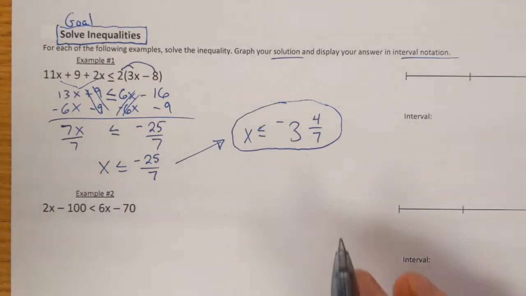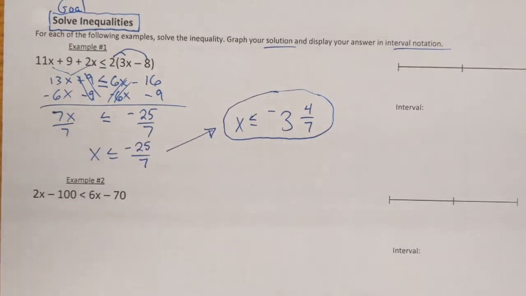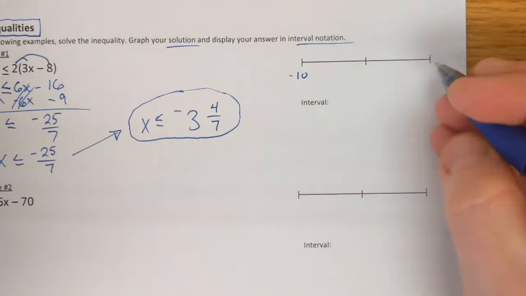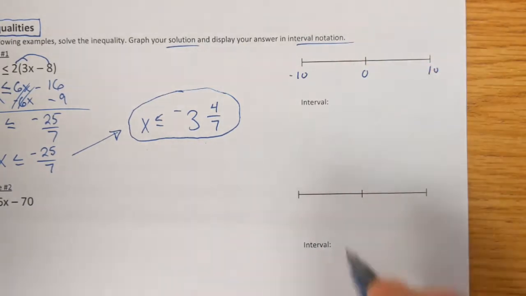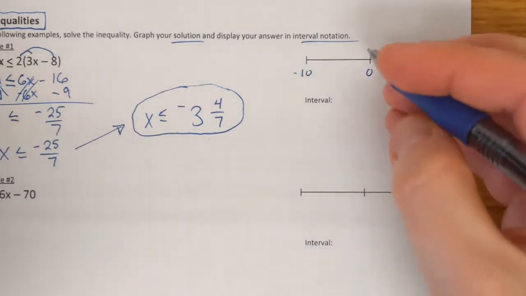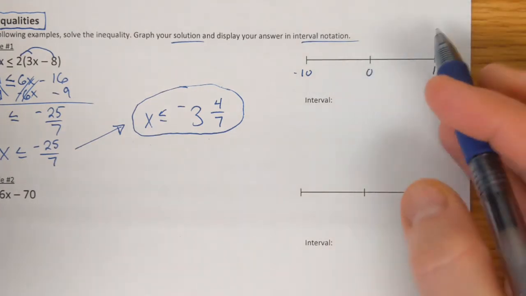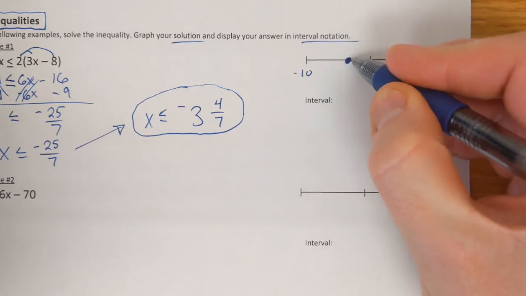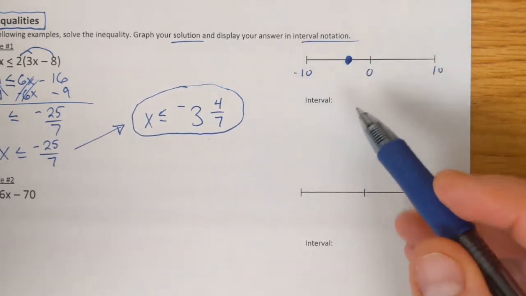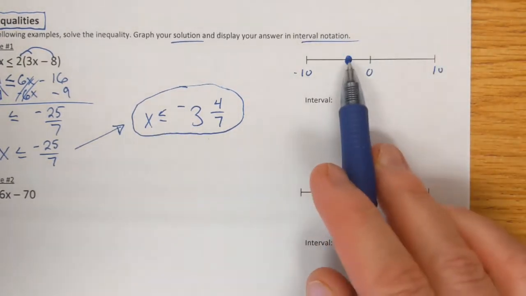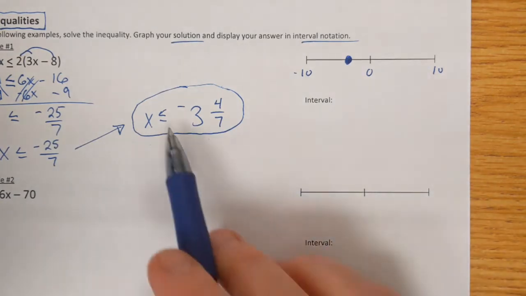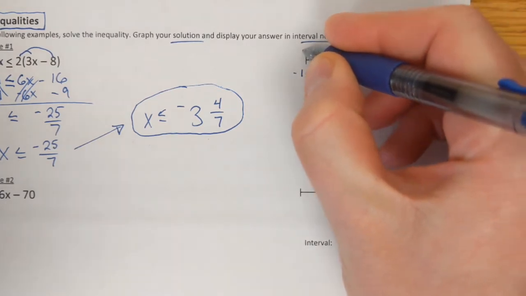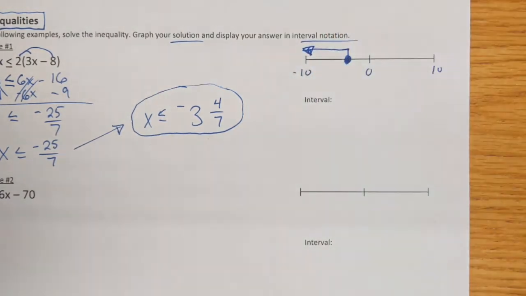All right, so this is how I write my answer as an inequality. But now I'm asked to graph this answer. So I'm going to go ahead and put negative 10, 0, 10 on this number line. Negative 3 4/7 doesn't have to be perfect, but obviously it'd be between the 0 and the negative 10, roughly about there. Because of the bar, I'm going to use a full circle, and then it's a less than sign, so I need to draw my shading, my arrow, to the left.